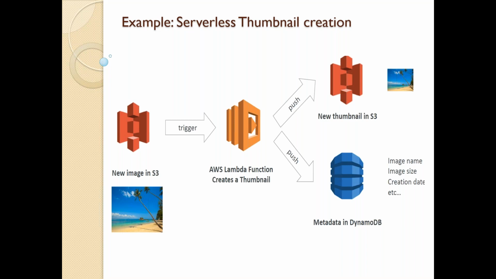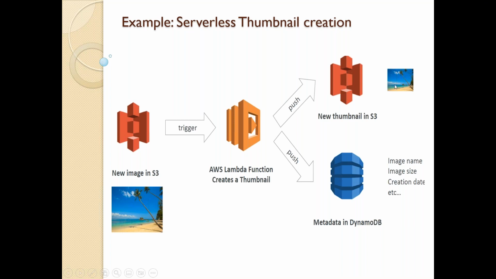So what will happen when somebody uploads a very big image in your S3 bucket, a Lambda function will be triggered and it will convert the bigger image to a thumbnail, and the thumbnail will be stored in another S3 bucket. All the metadata about the image will be stored in DynamoDB, and you will show this thumbnail in the web page.